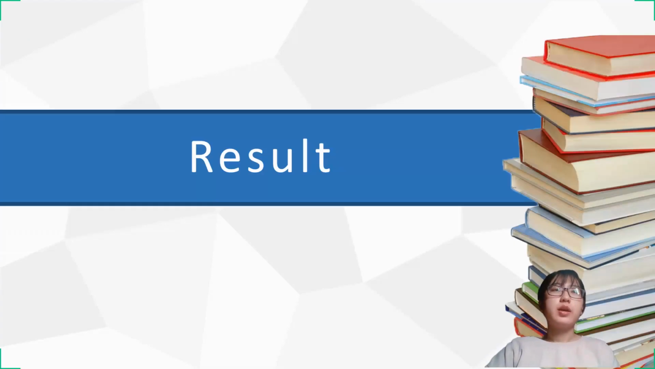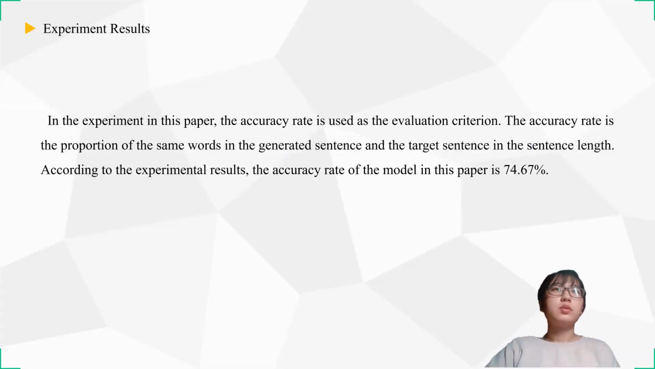The next part is result. In the experiment in this paper, the accuracy rate is used as the evaluation criterion. The accuracy rate is the proportion of the same words in the generated sentence and the target sentence in the sentence length. According to the experimental result, the accuracy rate of the model in this paper is 74.67%.